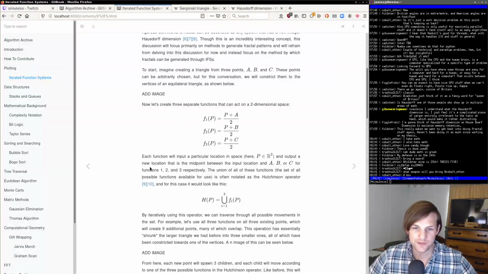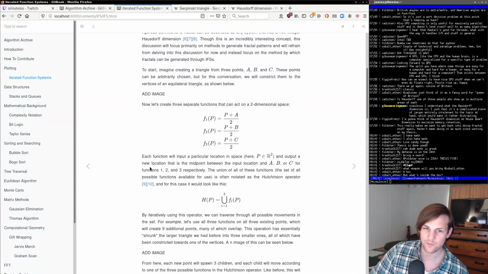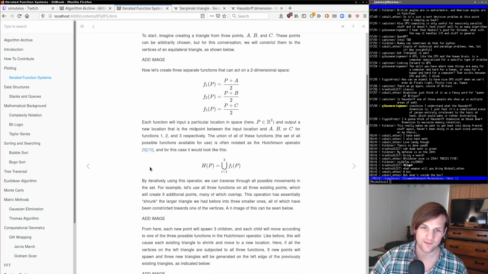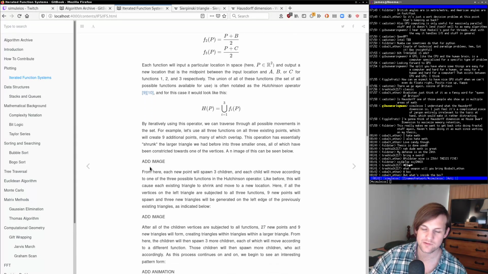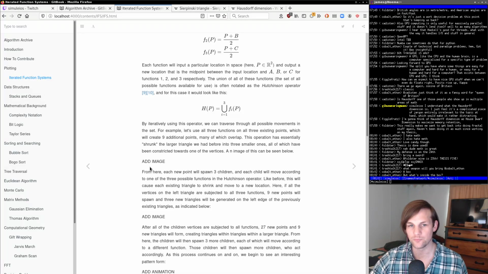Okay. The union of all these functions, the set of all possible functions available for use, is often notated as the Hutchinson operator. And for this case, it would look like this. We just have the union of F1 through 3. By iteratively using this operator, we can traverse through all possible movements in the set.